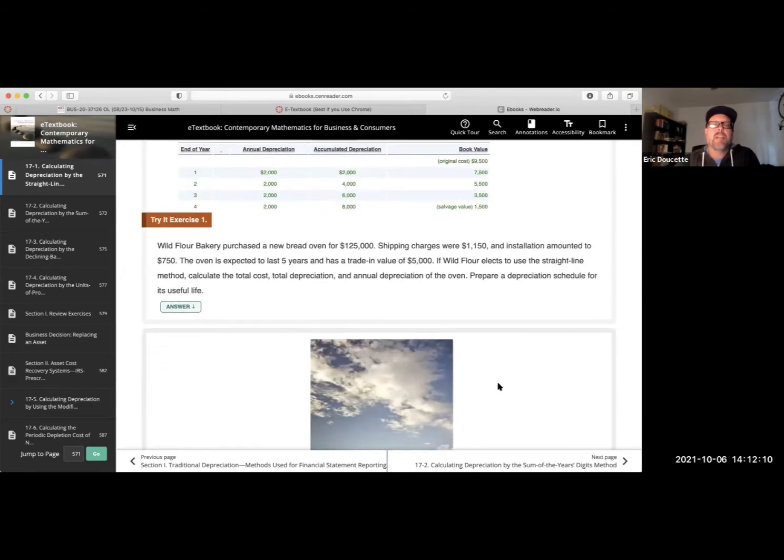It says Wildflower Bakery purchased a bread oven for $125,000. I'm going to write this on my screen and then share it with you. $125,000. Shipping charges were $1,150, and then $750 as well for installation. Those are going to be added to the cost. It's expected to last 5 years, and it's going to have a trade-in value, which is the same thing as a salvage value, of $5,000. Okay, so that's the scenario.